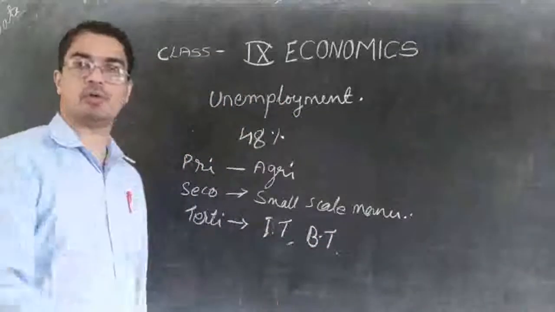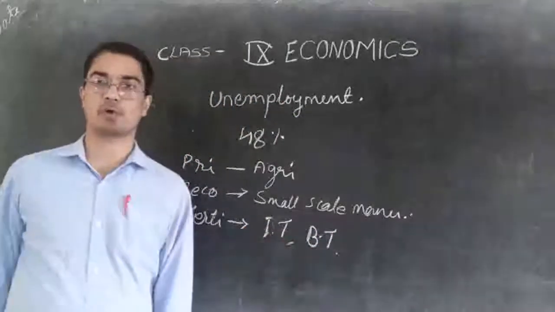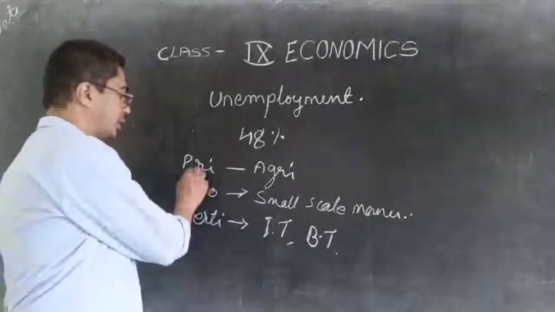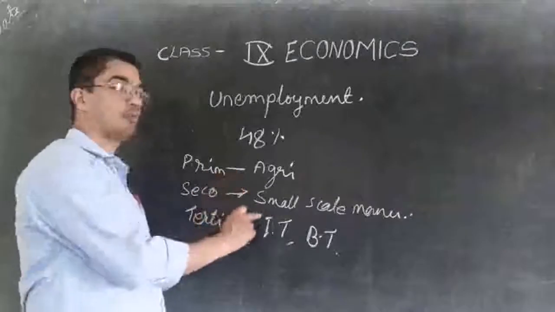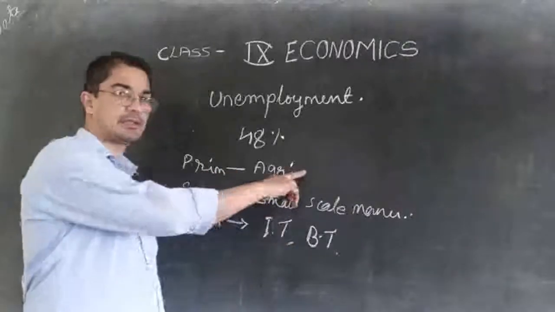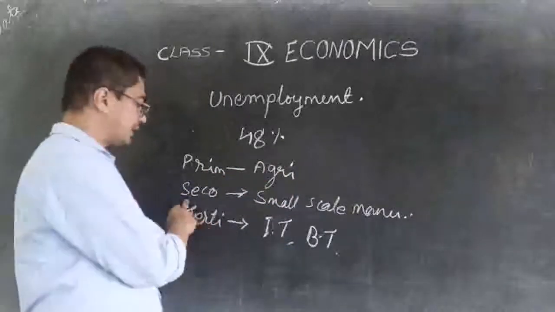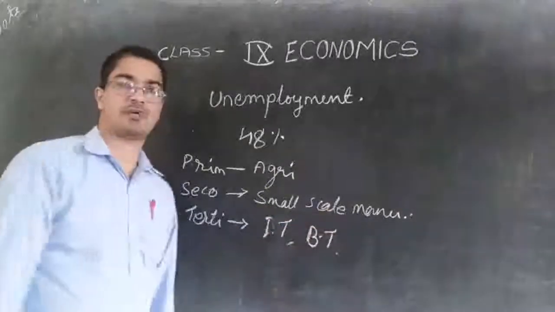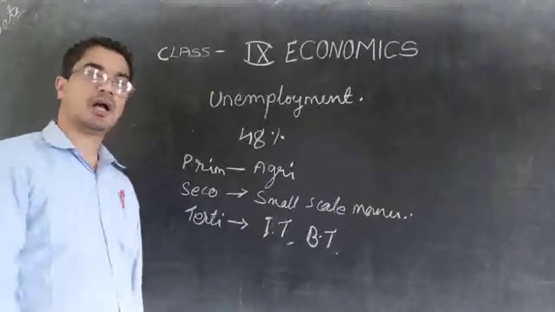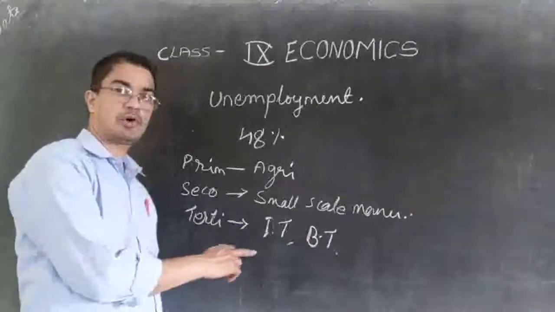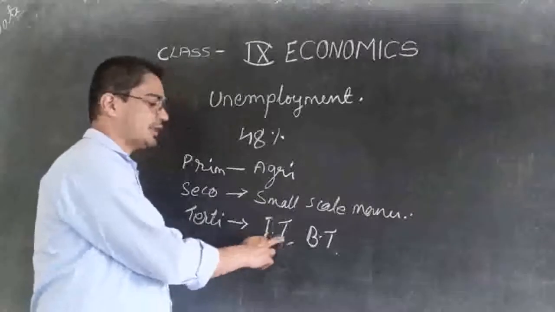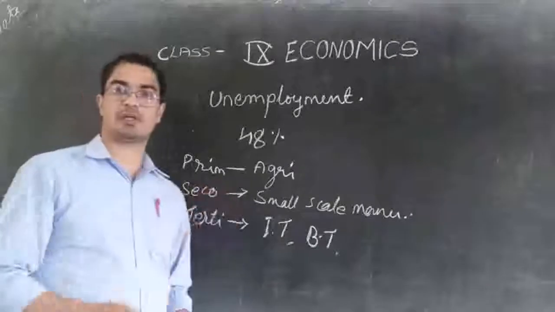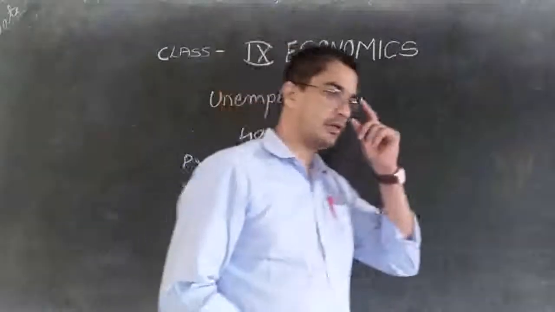So these are the new areas of service where more people are employed. So I hope you understood. In the primary sector, more people are working in agriculture. And if you look at the secondary sector, we find more people are working in small scale manufacturing industries. And in the tertiary sector, more people are working in information technology or biotechnology and so on. These are the most common areas where people can find jobs.